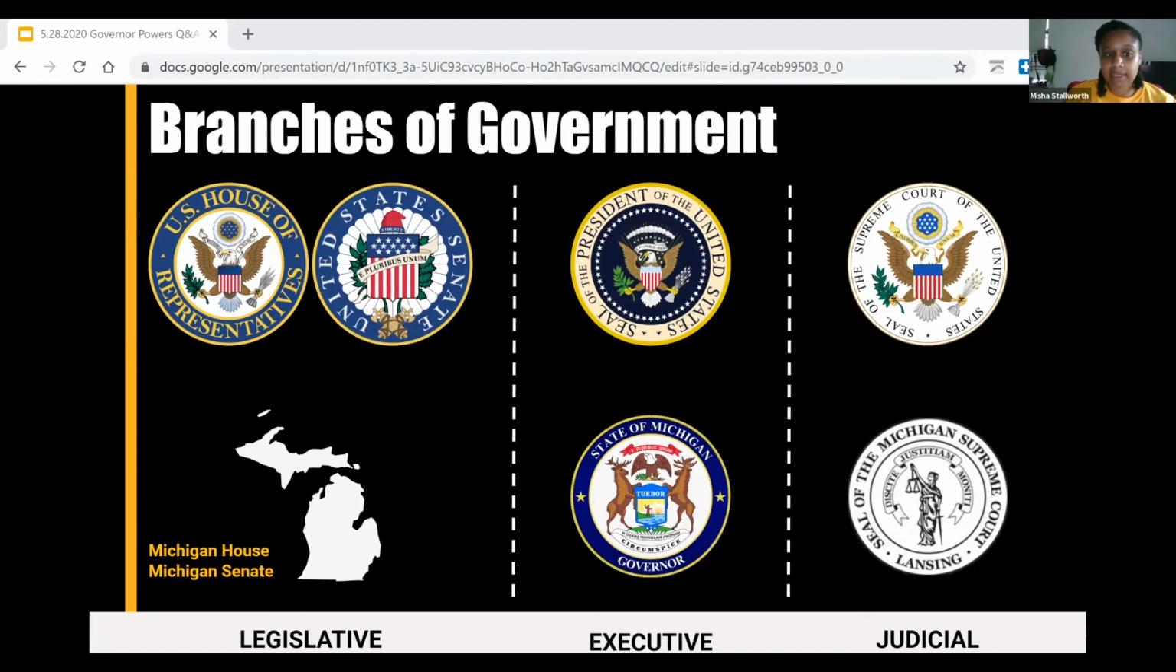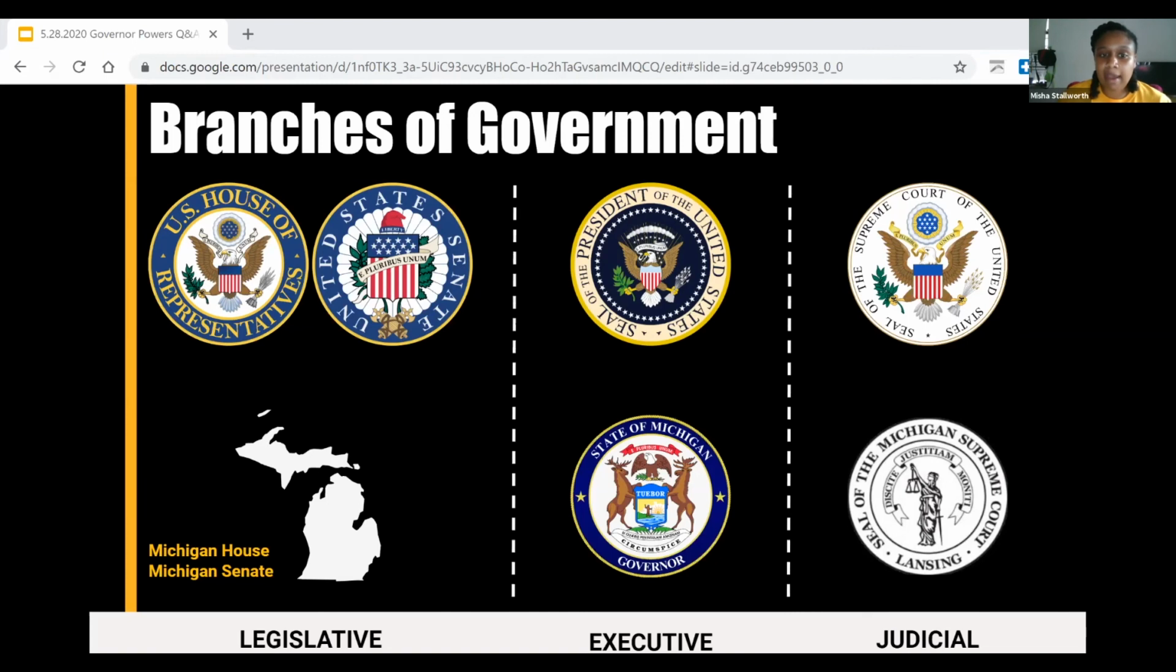At the state level, when we think about these branches, and these are logos on the slide if you're looking at it, at the federal level, each of these branches has its own seal. At the state level, our Michigan House and Michigan Senate don't have a seal, so we just have a little symbol there for it. At the state level, we know the State House of Representatives, the State Senate. Our executive branch is the governor's office, again, hiring those department heads, administering those services. And then we also have a Michigan Supreme Court. And again, there are many lower courts that are all part of the court system in our state.